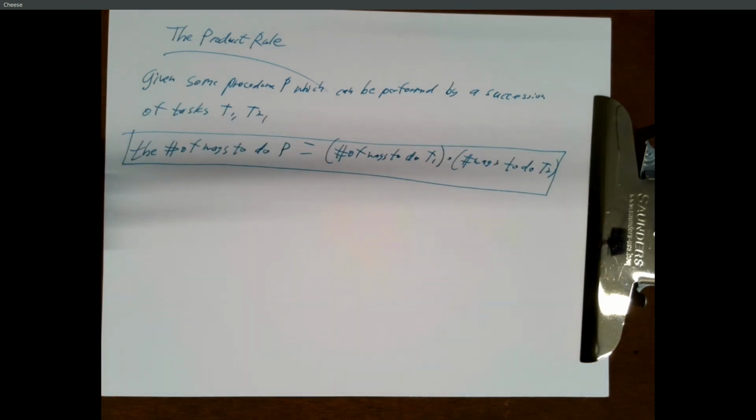If you can do some procedure as a succession of tasks, in other words, doing T1 followed by T2, the number of ways to do your procedure is the product of the number of ways to do task 1 and the number of ways to do task 2.